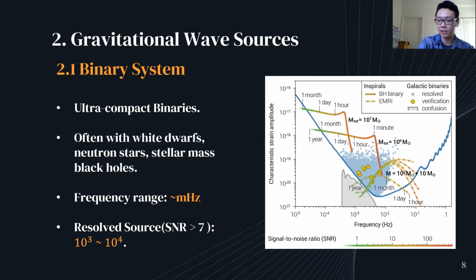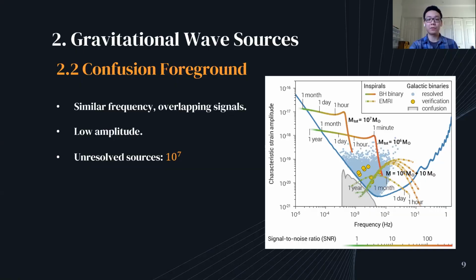During the 4-year mission of LISA, it is expected to detect 10 to the power 3 to 10 to the power 4 resolved, or so-called individual, objects. That is, the signal-to-noise ratio bigger than 7, shown in the picture as light blue. The rest of them, those with similar frequencies to other sources, overlapping signals, that is if two sources are speaking in the same tone so we cannot distinguish between them, or with low amplitude, have a predicted number of around 10 to the power 7, becoming the astrophysical noise. In contrast to the resolved case, we call that the confusion foreground, and that is the region we previously mentioned, the gray area in the bottom left of the LISA curve.